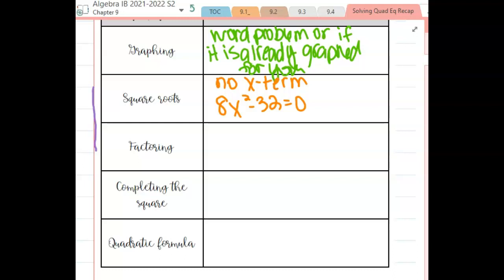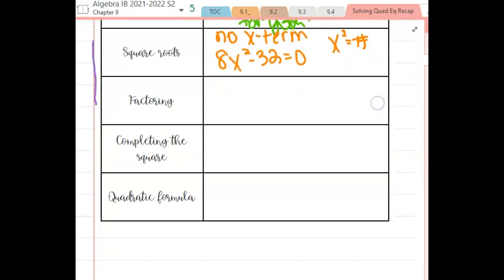The reason why we can't have an x term to use the square root method is because the square root method wants us to write it as x squared equals a number. If you have an x term, you're not going to have a number on the other side. You're going to have an expression, which we wouldn't be able to square root. So if you can write it as an x squared on one side and a number on the other, you definitely want to do the square root method. It is going to be easiest.